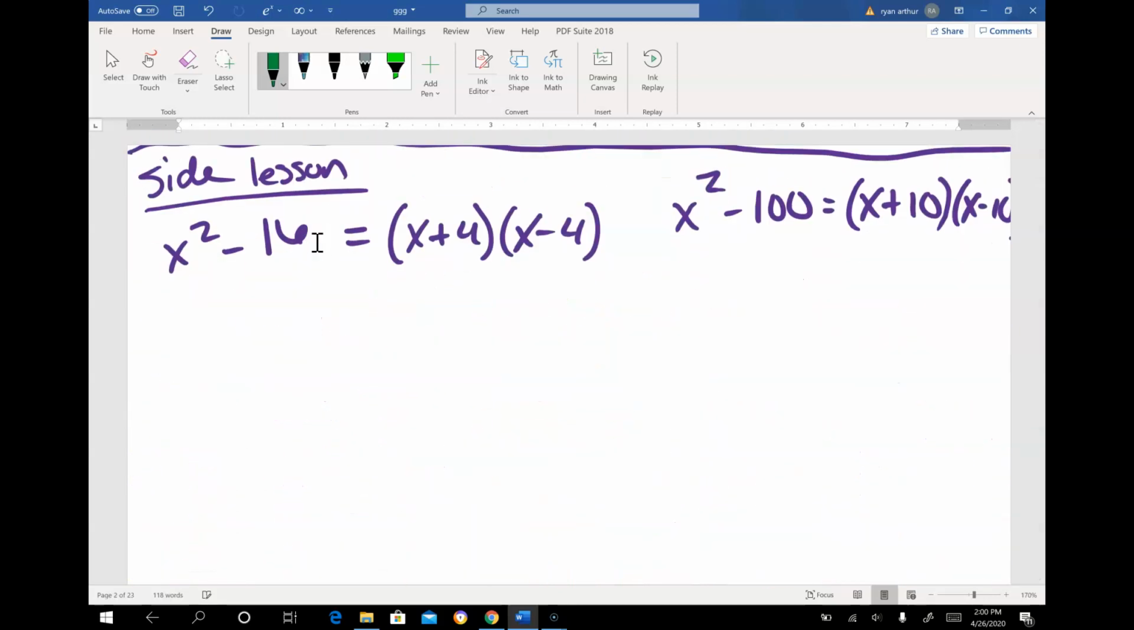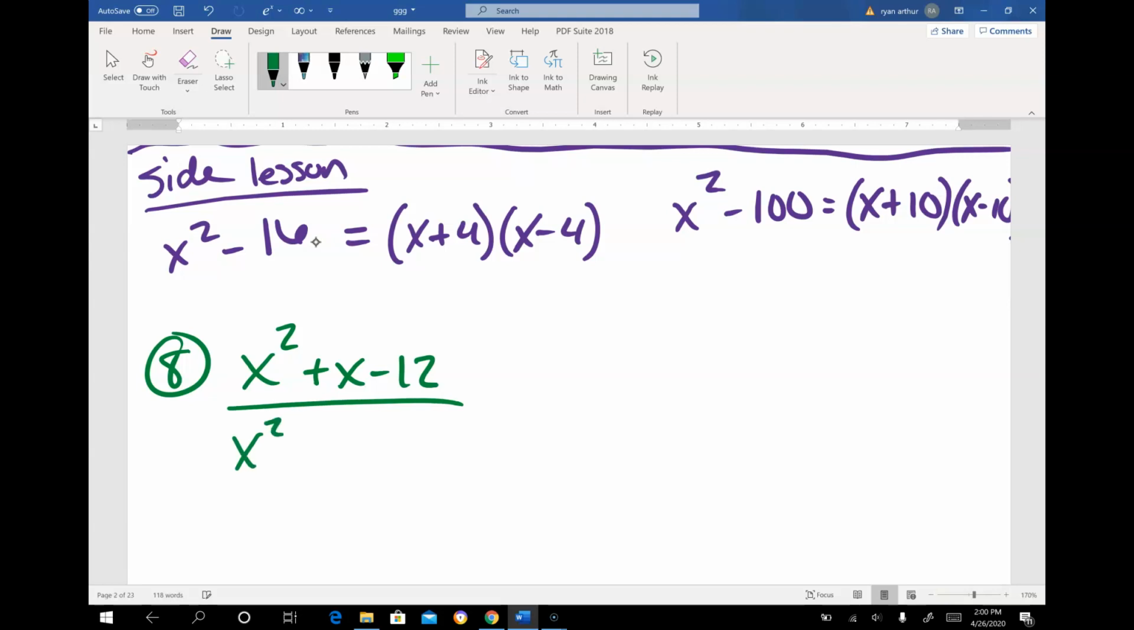Number 8. It's going to be x squared plus x minus 12 over x squared plus 7x plus 12. If you want to factor it, you can, because you know 4 and 3 give you 12, and the difference gives you 1, so that needs to be plus 4, minus 3.